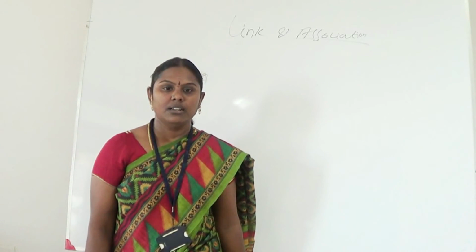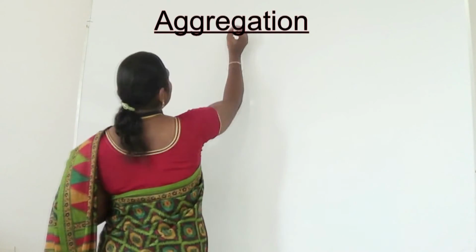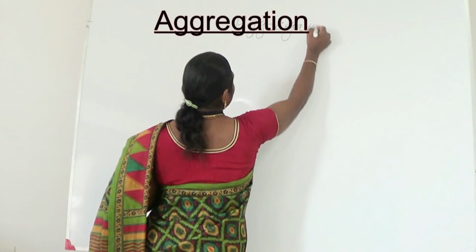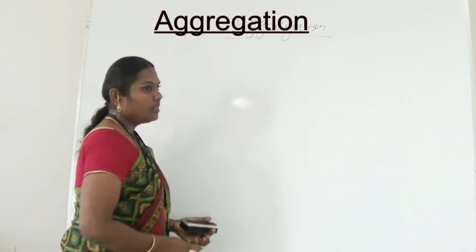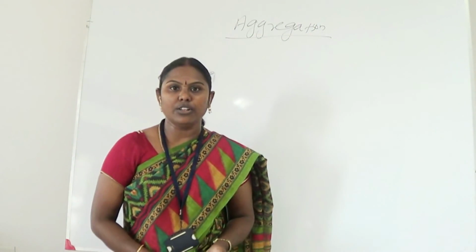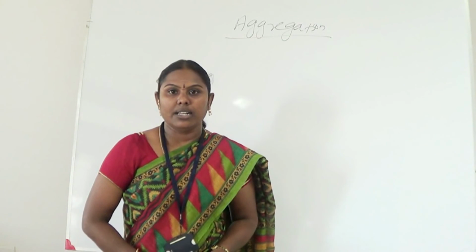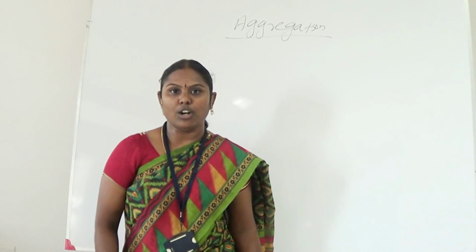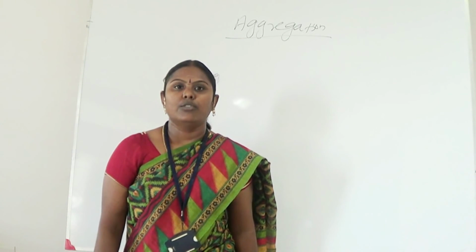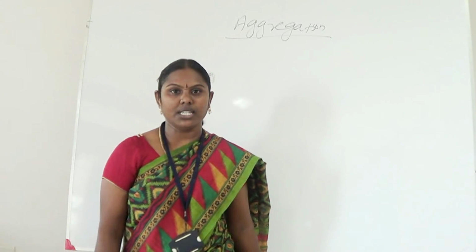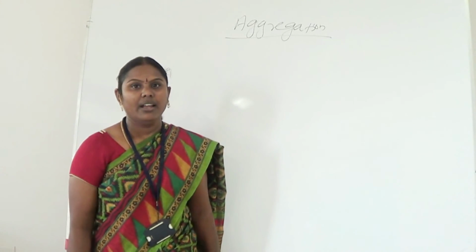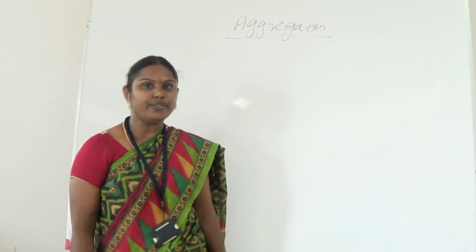And the next thing is aggregation. Aggregation is one of the relationships among classes and objects. Here, an aggregation object is an object which contains one or more other objects. This is an aggregation object. Here it specifies either a has-a or a part-of relationship.